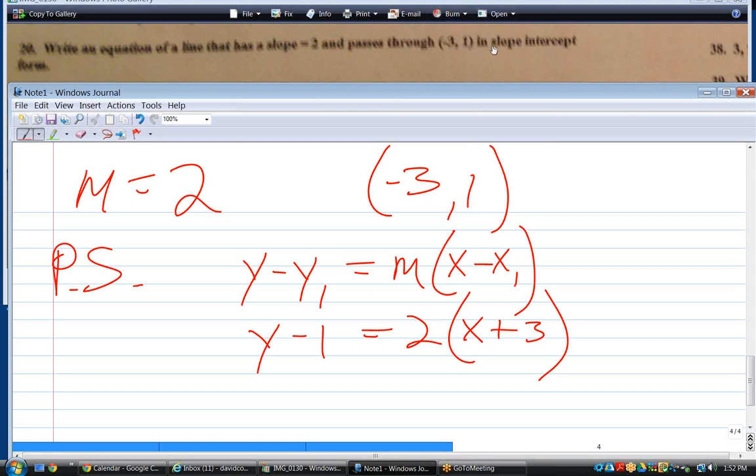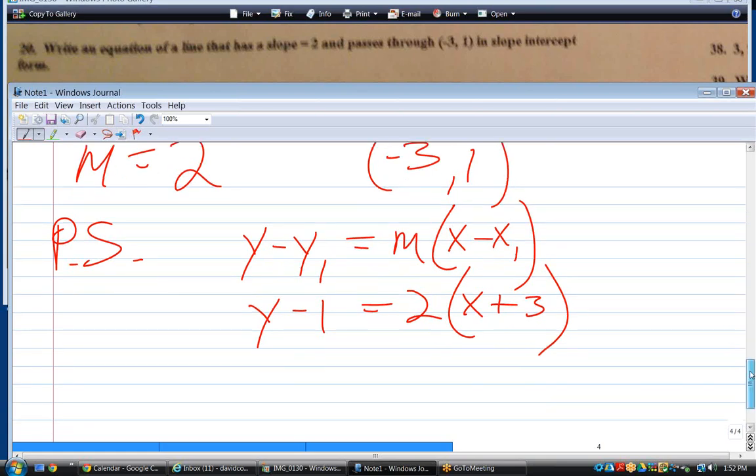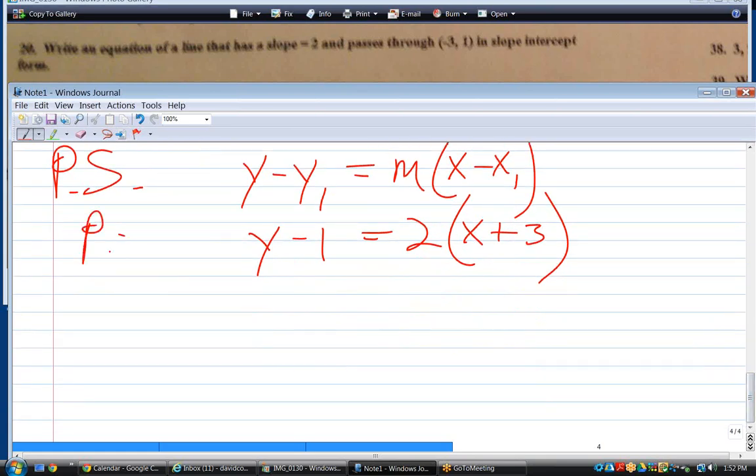No, it wouldn't. I notice it says it wants it in slope-intercept form. So how do we put that? We're not in slope-intercept form. We're in point-slope form. How do I convert this to slope-intercept form? You could add 1. Okay. Is that slope-intercept form? No. Not quite. It's close. What do I have to do?